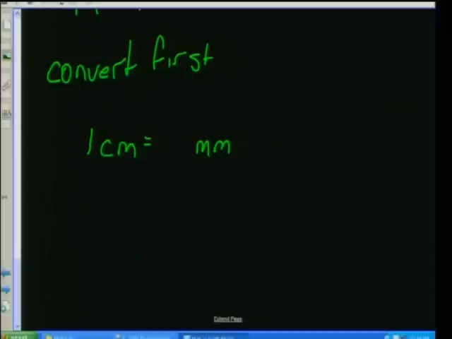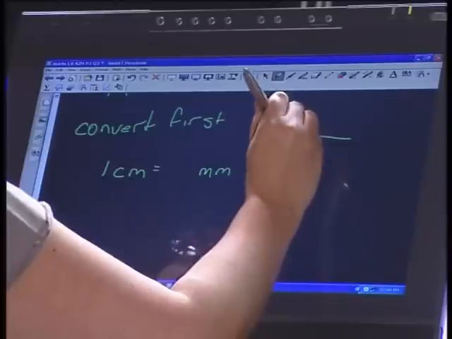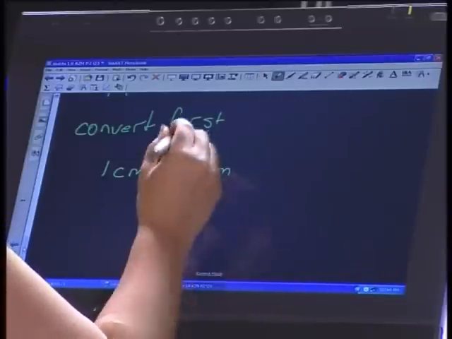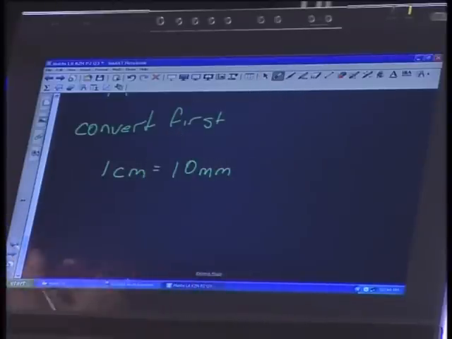29, I think. How many millimeters in a centimeter? If you look at your centimeter, you'll see that it is divided into... Oh, it's 10. It's divided, yes. Correct. So we've got 10 millimeters in a centimeter. So already we are on the right track to converting.